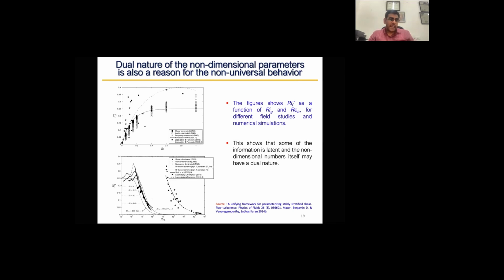So that is what we are trying to understand. That's why universality is not a very clear picture. First, what is the actual value of RIF star itself? What is the value of mixing efficiency itself? That itself is a debate. And the second important thing is, where does this drop happen? Because you have to change your parameterization from this value to a different value in order to capture the physics or the dynamics.